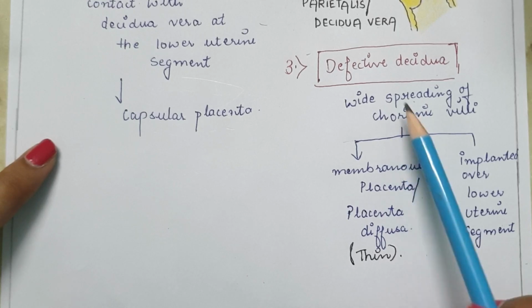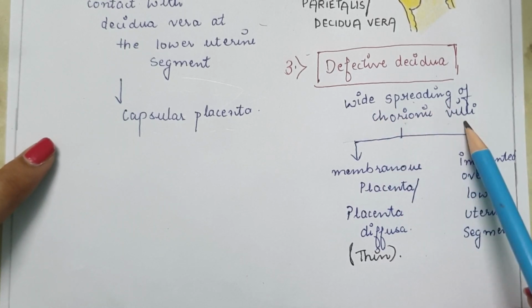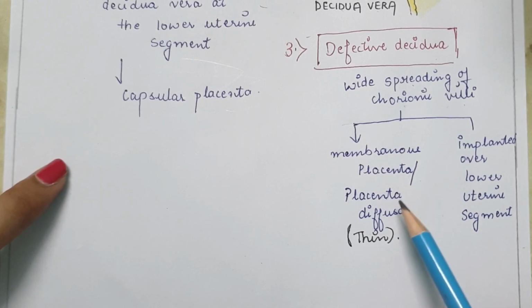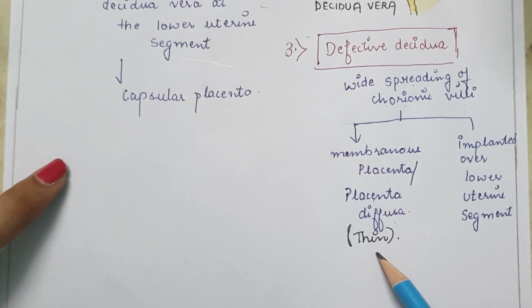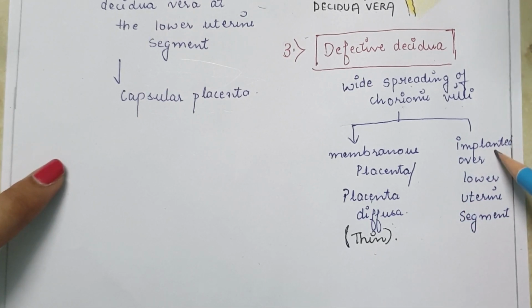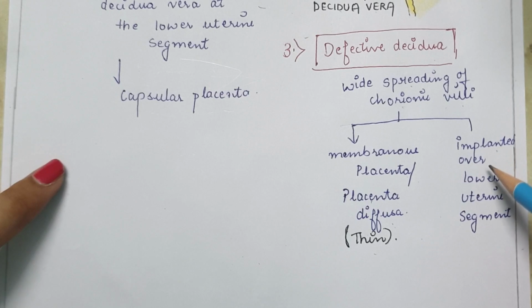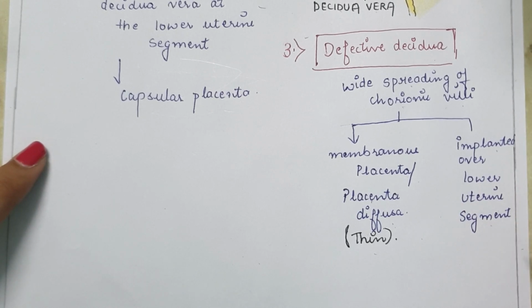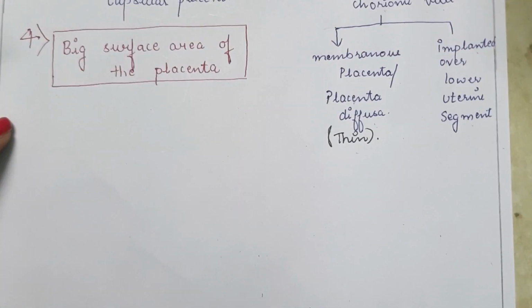So here I write, wide spreading of chorionic villi, which leads to membranous placenta or placenta diffusa, which means the placenta becomes thin, plus implantation of placenta over the lower uterine segment, which means there is a placenta praevia.